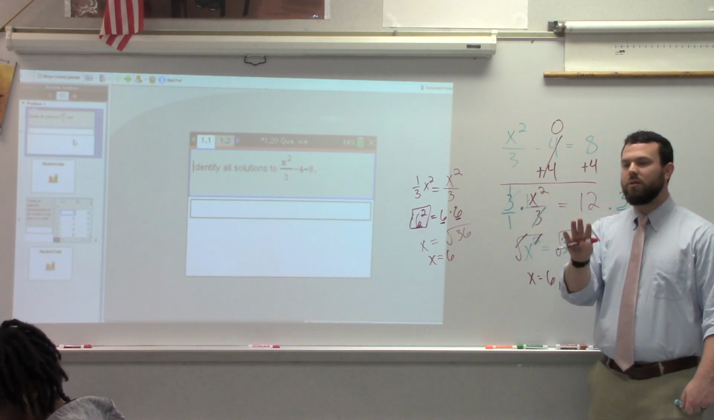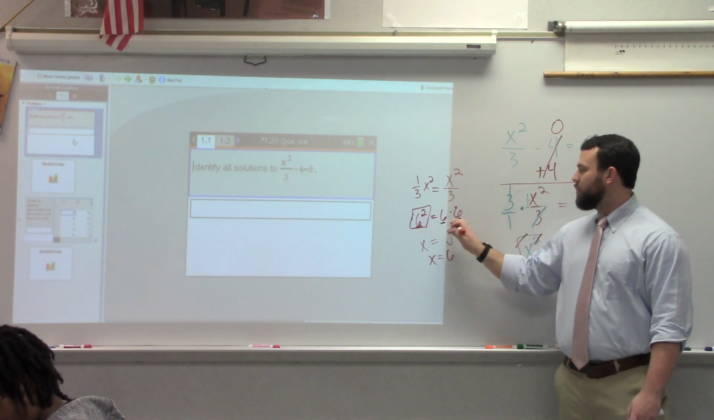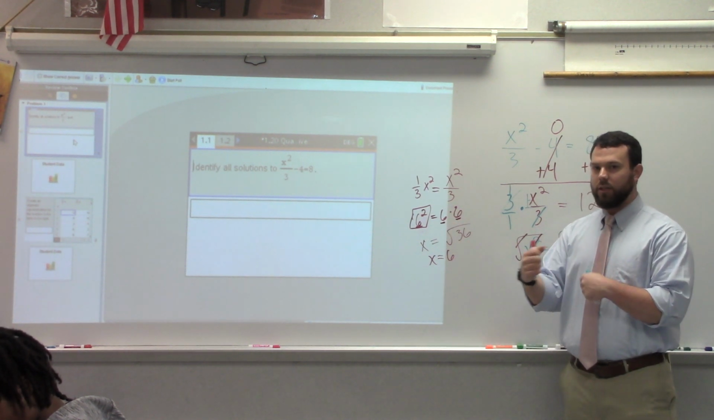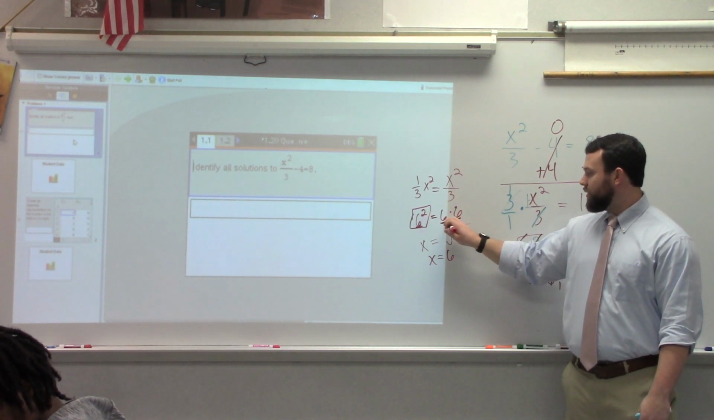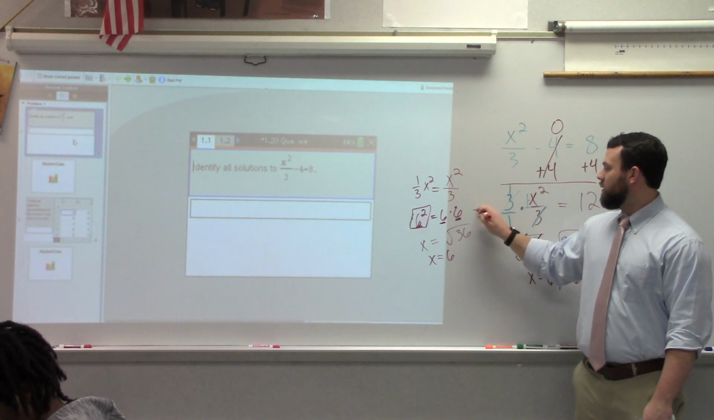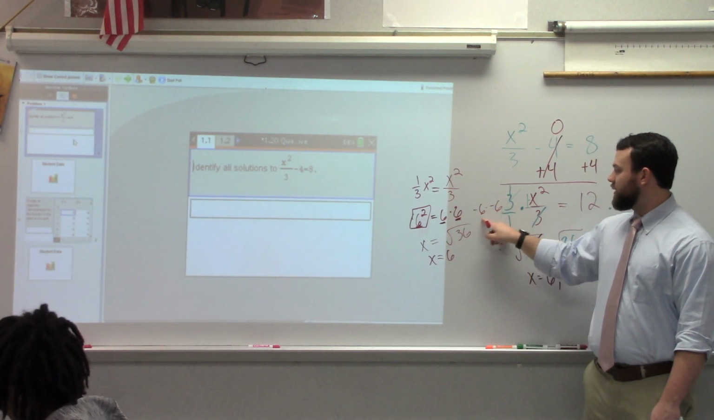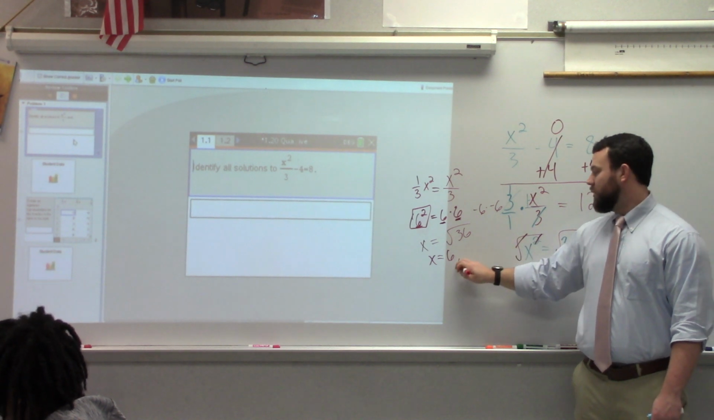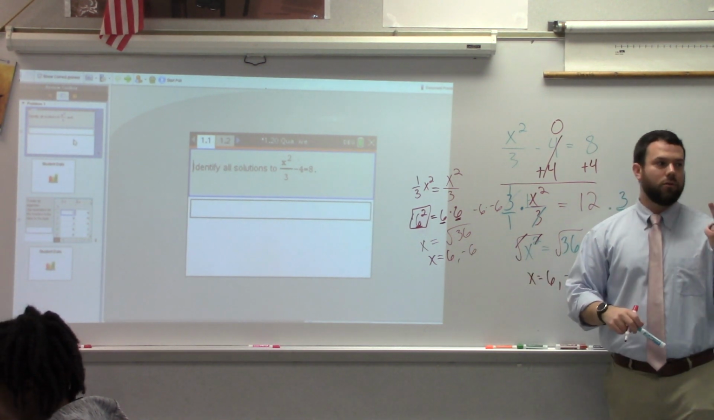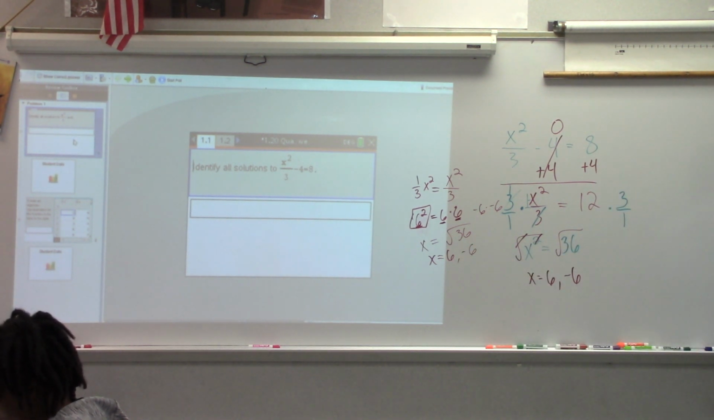So remember, what a square root is asking is, what was multiplied by itself, right? Because a square root is the inverse of the square. Well, 6 was multiplied by itself. The same thing is true that negative 6 times negative 6 gives me 36, which is why we get 2 answers. Every time you take a square root, your calculator is only going to give you a positive. You need to know it's positive and negative. Okay. Any questions about that before we move on?